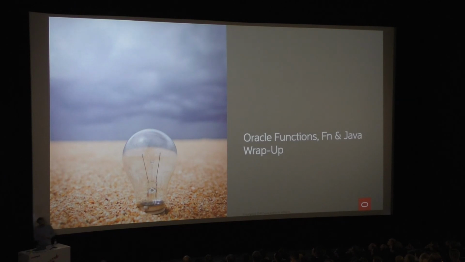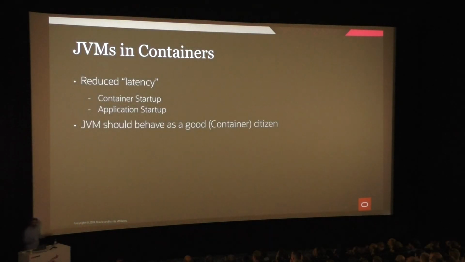So Oracle Functions, the Fn Project, and Java. It's time to wrap up. As I said, it all boils down to Java virtual machines running in containers, regardless of whether you're using a FaaS platform or not, Oracle Functions, Fn, or any type of FaaS platform. It's basically just Java in containers. So we have seen different techniques and approaches that we can use to improve latency at the container level, but also at the application Java level.